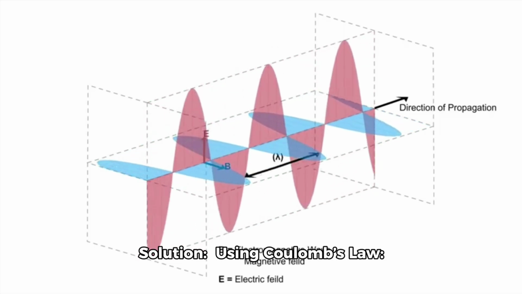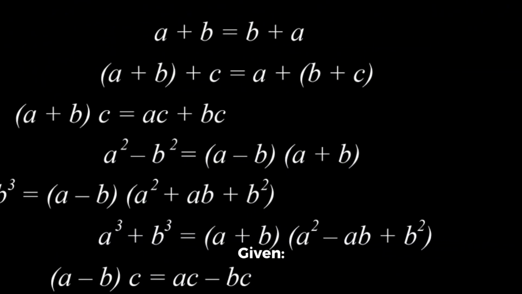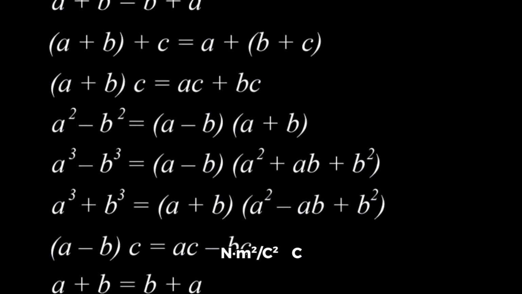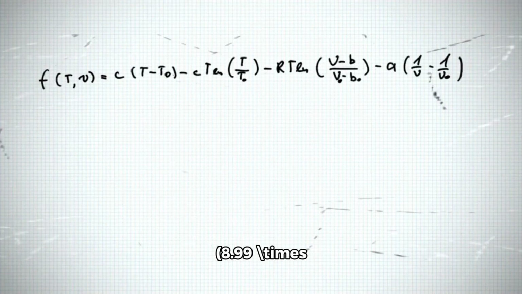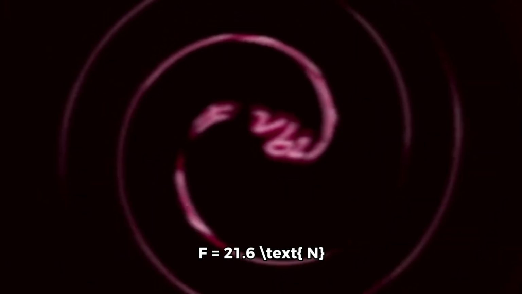Solution. Using Coulomb's law, F equals k times Q1 Q2 over r squared, with k given in newton square meters per coulomb squared. Substituting the values, F equals 8.99 times 10^9 times 3.0 times 10^-6 times 2.0 times 10^-6 over 0.05 squared. F equals 8.99 times 10^9 times 6.0 times 10^-12 over 0.0025. F equals 8.99 times 10^9 times 2.4 times 10^-9. F equals 21.6.